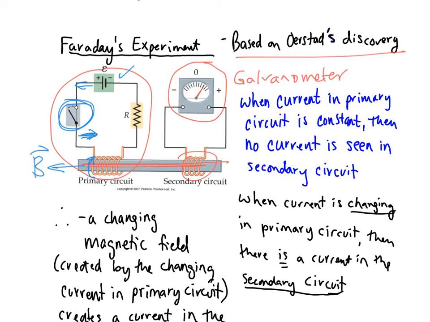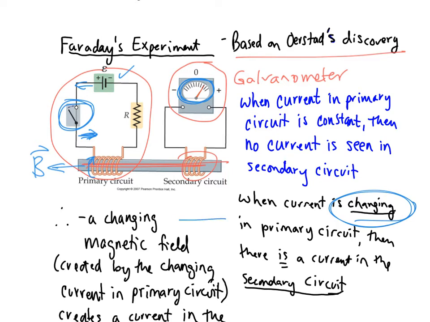So that changing B field, as he closed and opened the circuit, actually produced a reading on the galvanometer over here. So there was an induced current. And he only saw the reading when he closed and opened the switch. So when the current was changing in the primary circuit, there was a current in the secondary circuit.